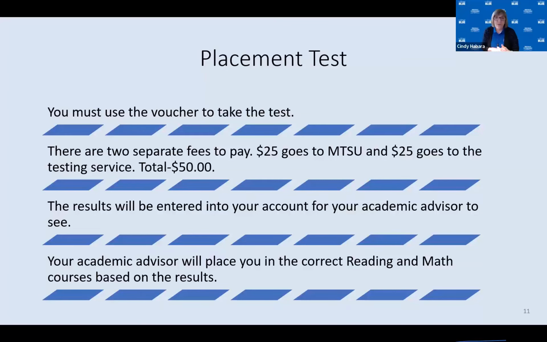Once you've registered into your account, you've taken your test, your results will automatically go into your account and your advisor will be able to see the scores that you've taken. The English survey scores, I believe, are actually sent to you when you finish the test, and they were often sent to me as well. Your advisor will then use these scores to put you into the correct math and reading classes that are appropriate for your level.